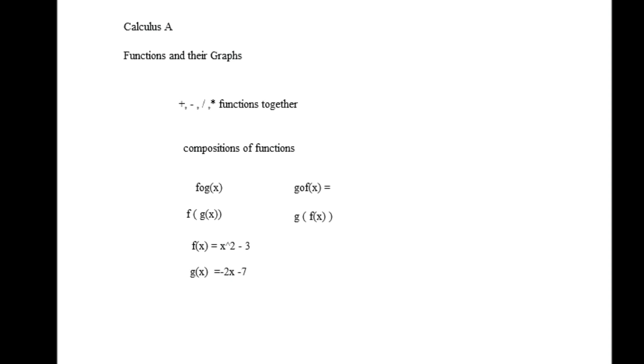If I were to do f∘g, which is actually an open dot, but I like to call it fog because it looks like fog and reminds me of it, I'm going to take this entire function and put it in for x, square it, and then minus the 3. Whereas if I did g∘f of x, I would take this entire function, including the x, and plug it into here, times it by negative 2, and then minus 7, and you get two different things.